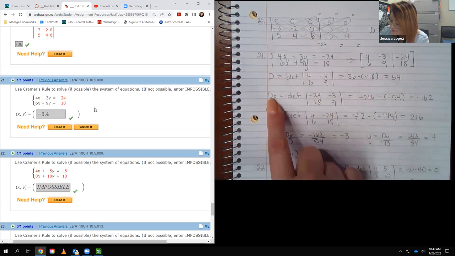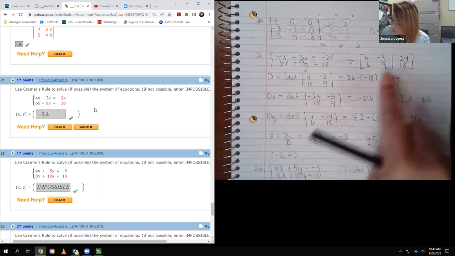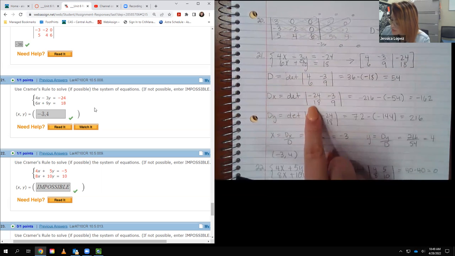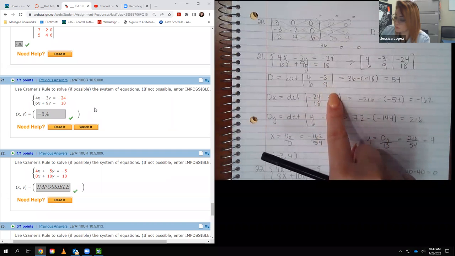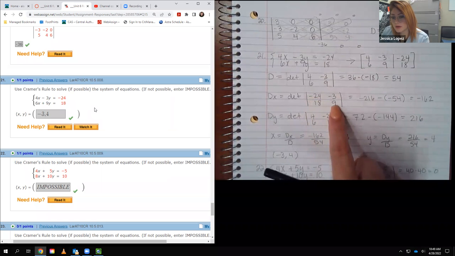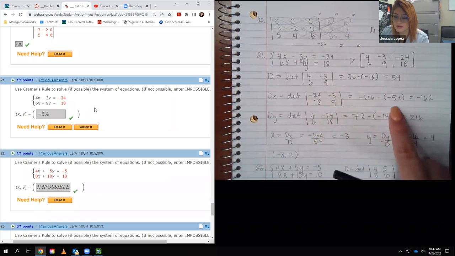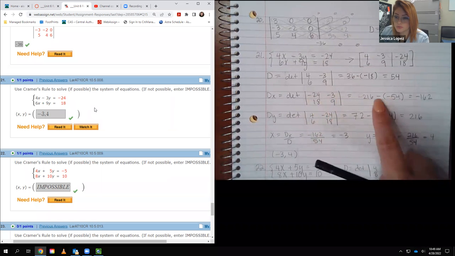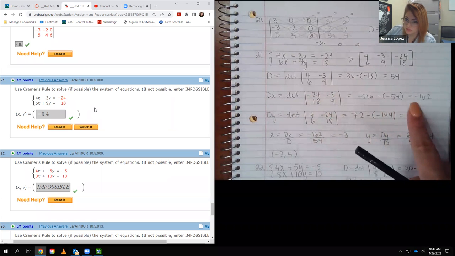Now, if you want to find dx, then what you're doing is you're replacing the x column with the constants. So this column became the constants, and the second column of the coefficients stayed the same. And so then I do my determinant again. This product is -216 minus this product is -54. Those turn into a plus, and -216 plus 54 is -162.